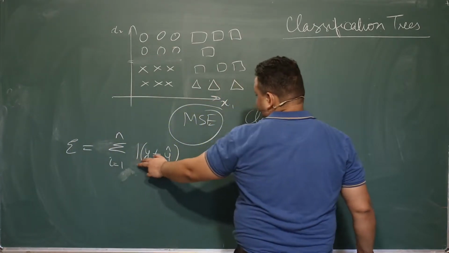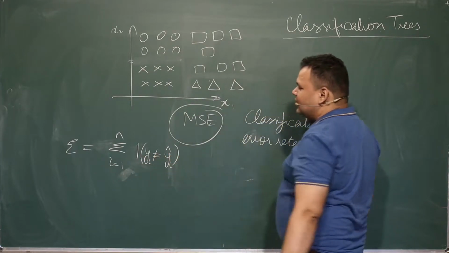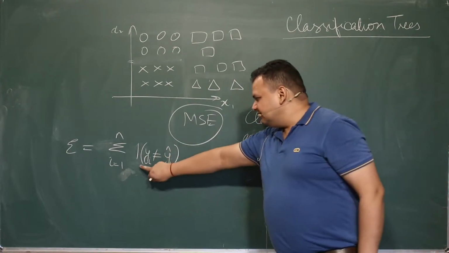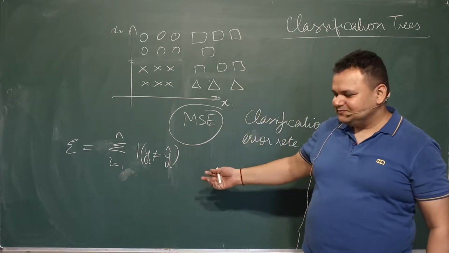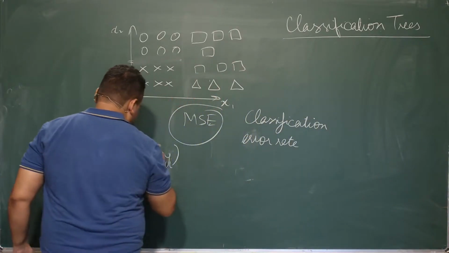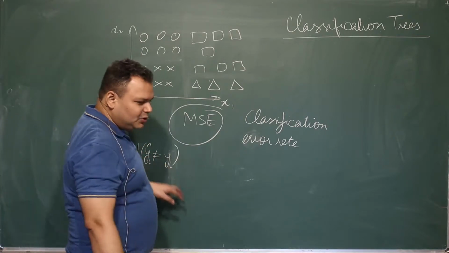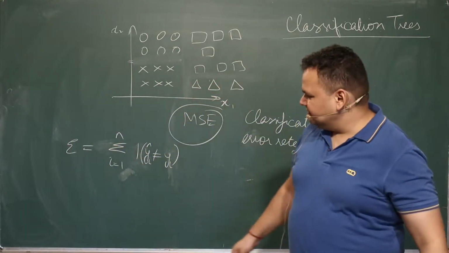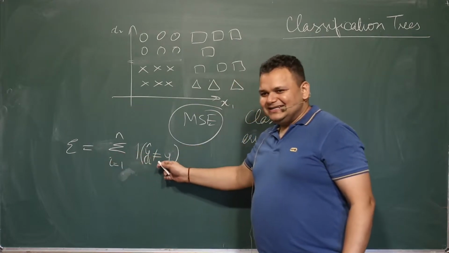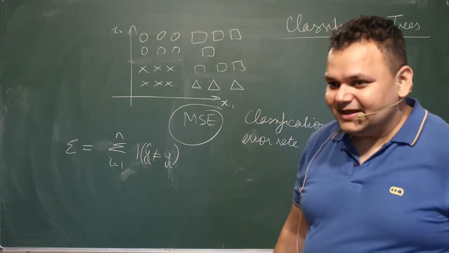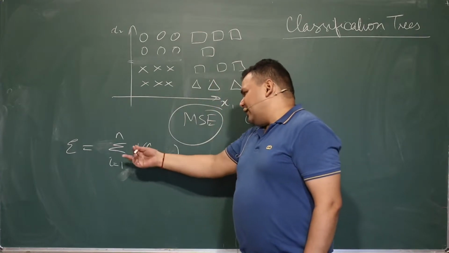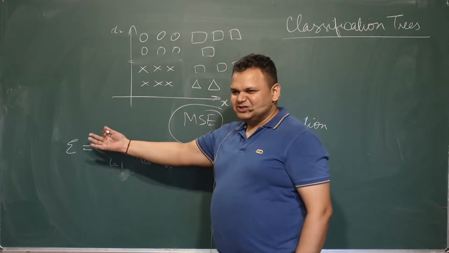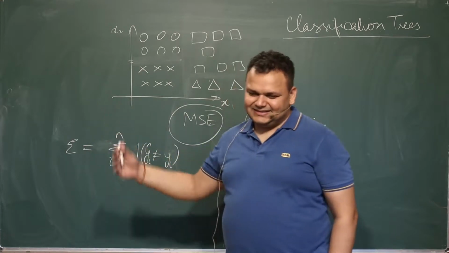The way this function works is that it is 1 when your predicted yi is not equal to yi, the real yi. Do you all understand this? Yes, sir. And it is 0 otherwise. If they are equal, then it is 0, then there is no error. If they are not equal, then there is an error.